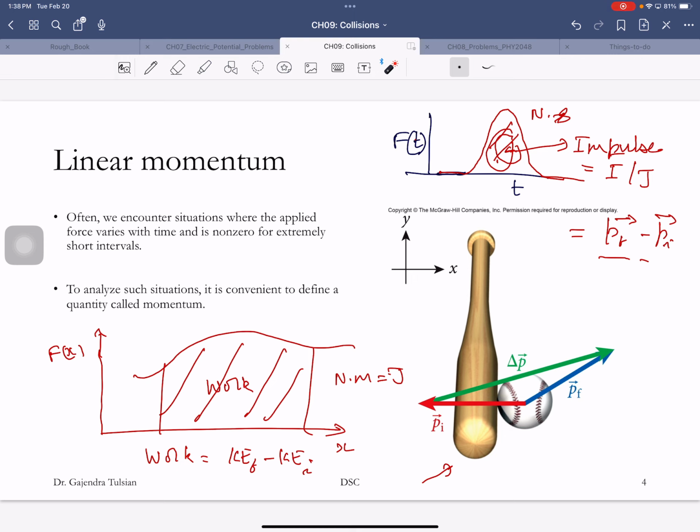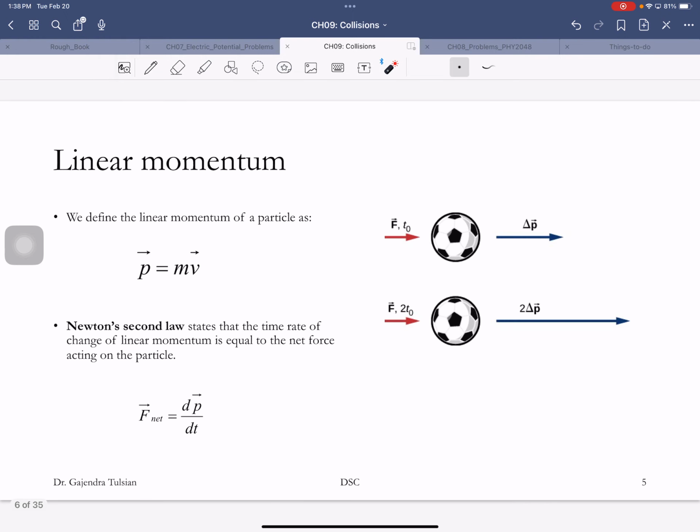All right, so the harder the ball, the smaller the collision time. To analyze such situations, it's convenient to define a quantity called linear momentum. Linear momentum is denoted by P. It's a vector quantity, mass times velocity.